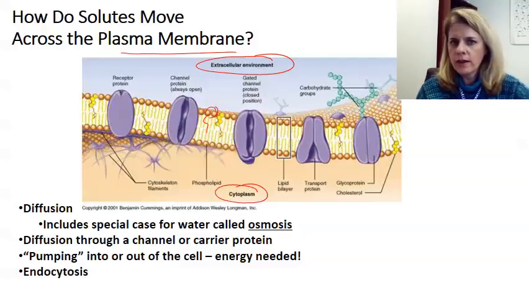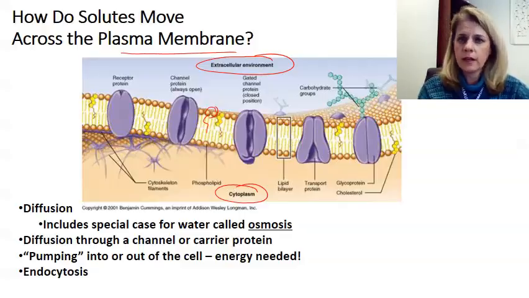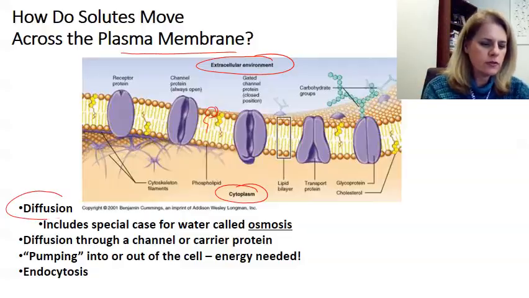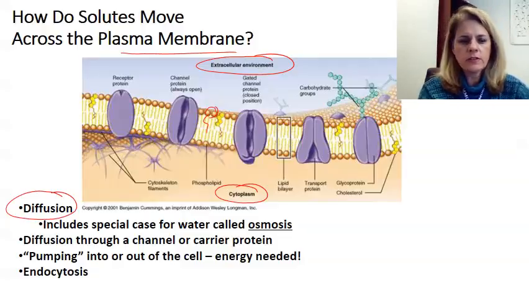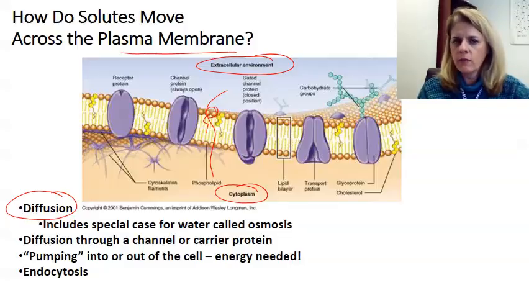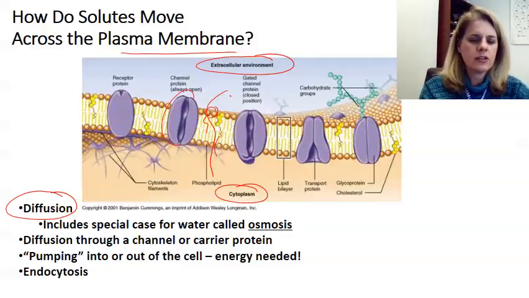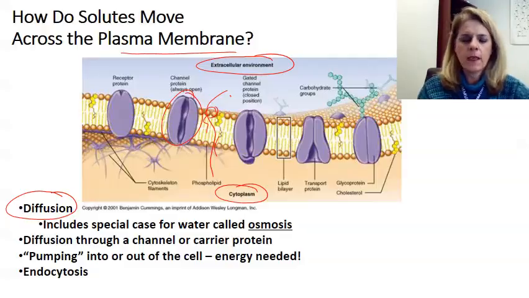Well, there's several ways this can happen, and we're going to go into a lot of detail on these different types of transport. But in general, you have diffusion, where things can just simply go through the membrane. Sometimes we have what's called facilitated diffusion, where it needs a little help. It can't go through the membrane itself. It needs a channel or a protein.